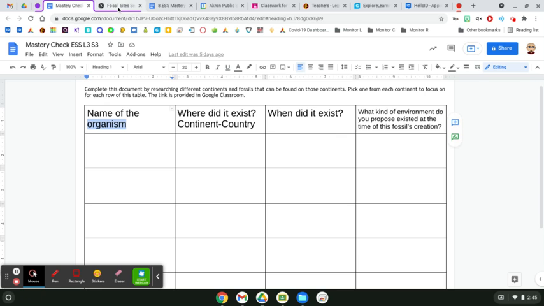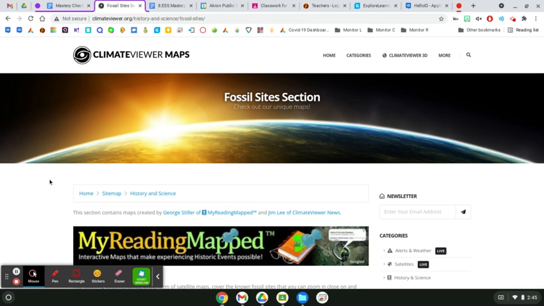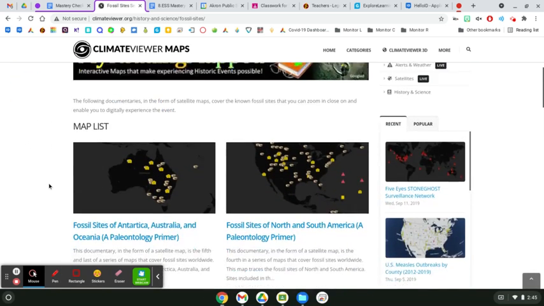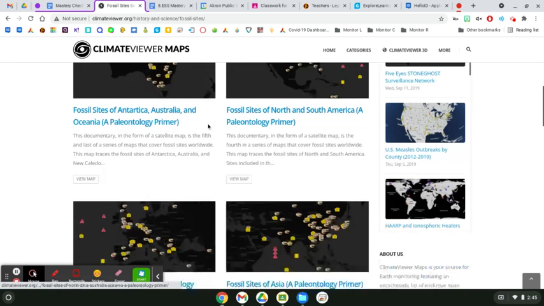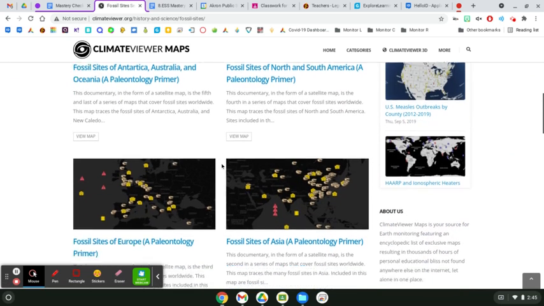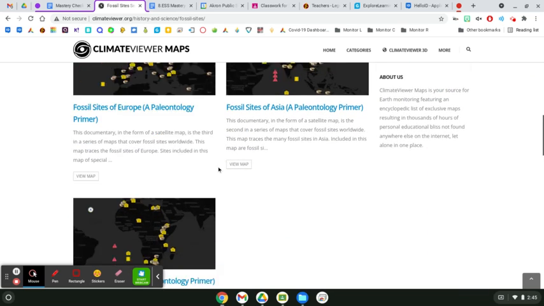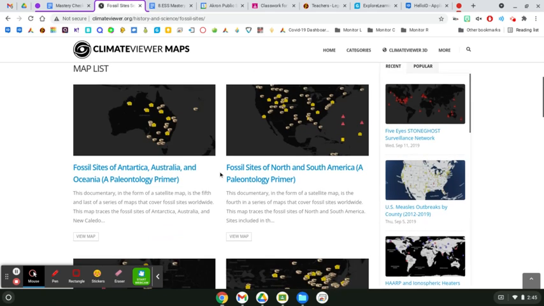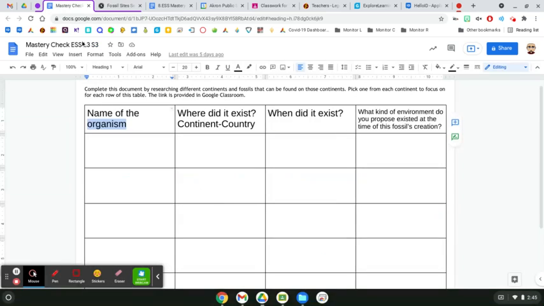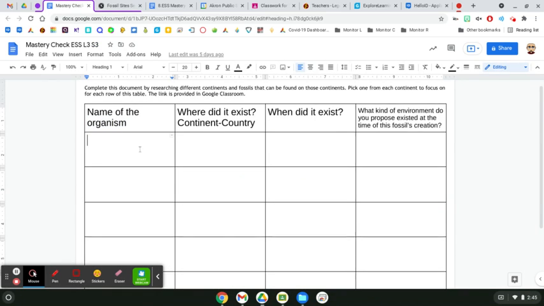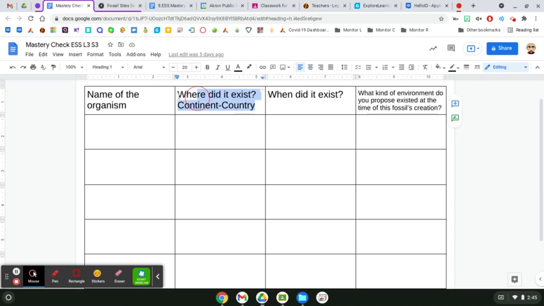On this assignment, there was a website posted that'll take you to this Climate Viewer Maps website. Once you get there, it's already going to show you a list of maps where there are fossils that have been found around the world. And it's a fairly simple research activity. There are 5 different maps, and we have 6 different fossils that you are trying to do here on this document. So our goal here is to try and get one fossil from every single continent, and we're looking at when did it exist. I'll show you how to find that information.